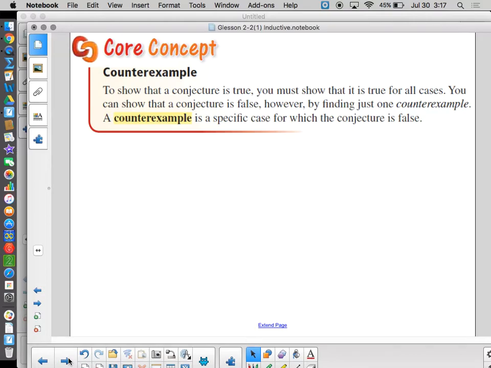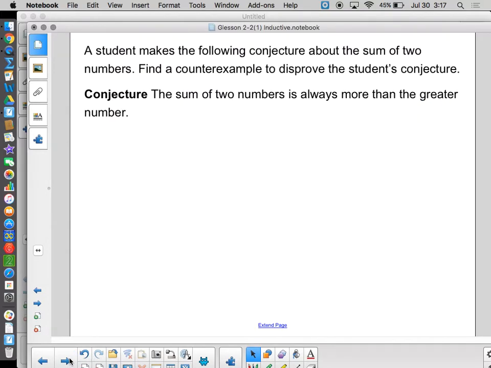Counterexample we've already talked about. A counterexample is an example that proves a conjecture false or proves a statement false. So counterexamples prove that inductive reasoning is false, because I can make whatever conjecture I want. Doesn't necessarily mean it's true. For example, I can make this conjecture. The sum of two numbers is always more than the greater number. That's a conjecture I could make.